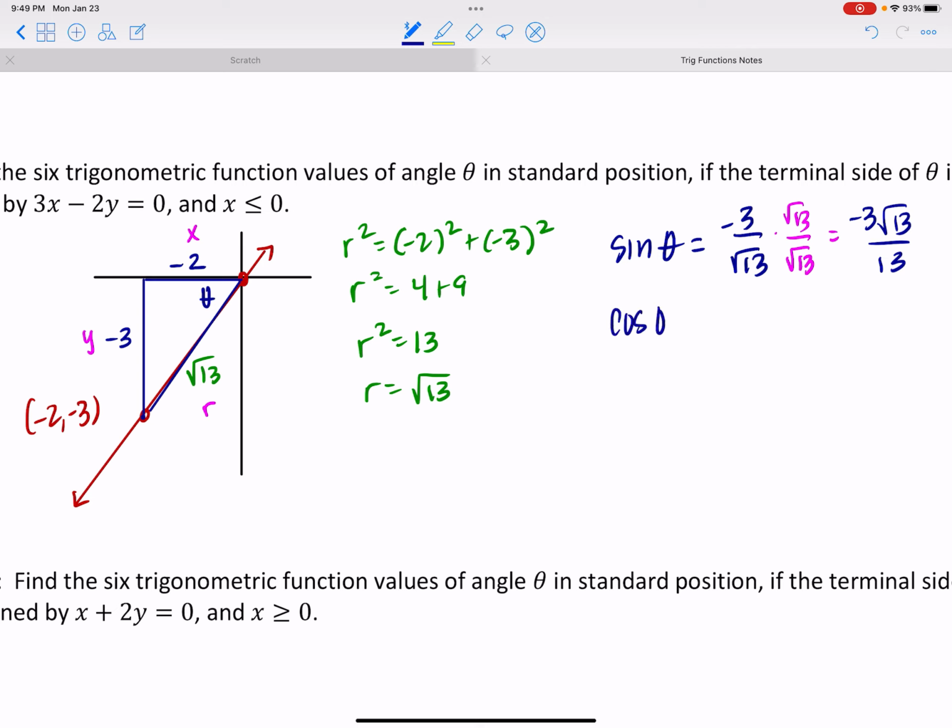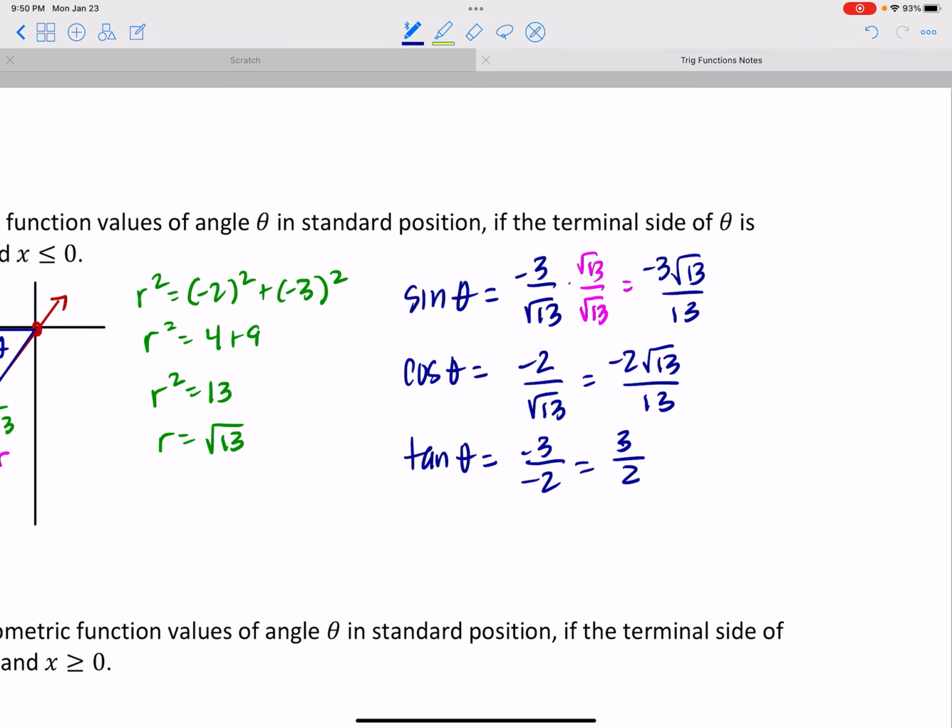Cosine for theta is going to be x over r. So that's going to be -2 over radical 13. We can skip the rationalizing on this one because basically the same thing happens. So -2 radical 13 over 13. And then if I want the tangent, tangent's going to be y over x, so -3 over -2, which just becomes a positive 3 over 2.